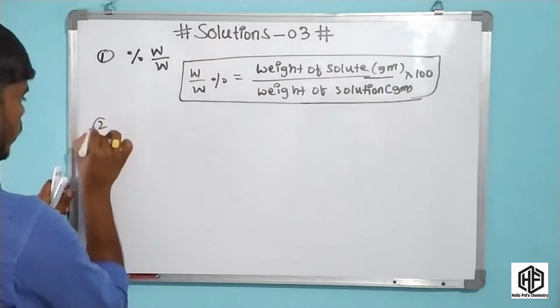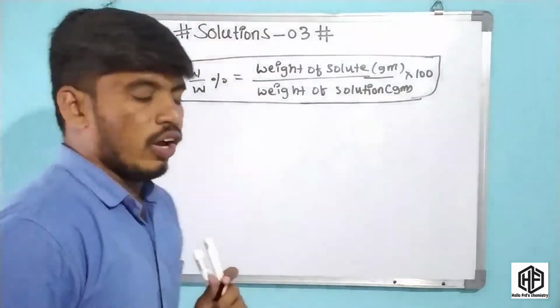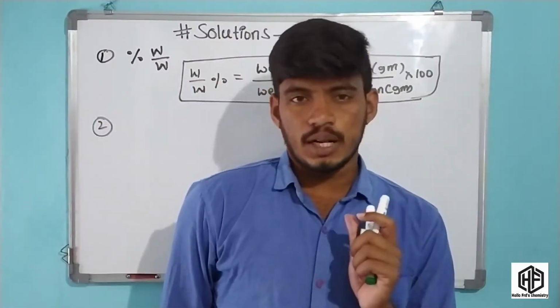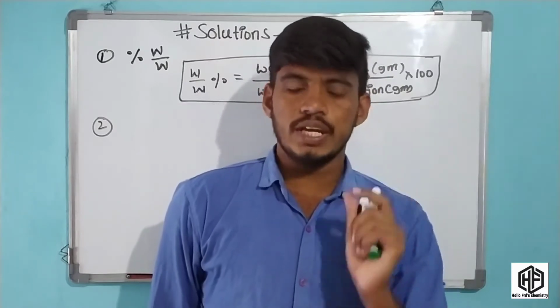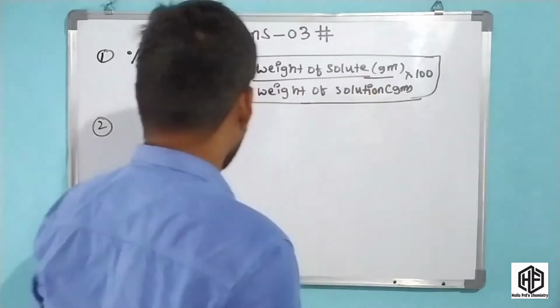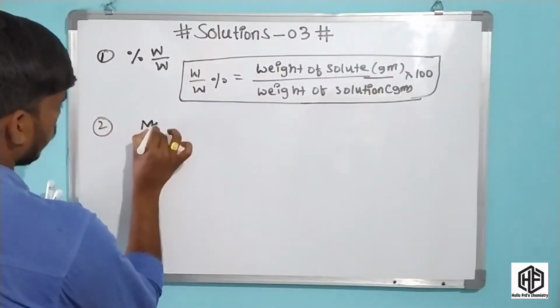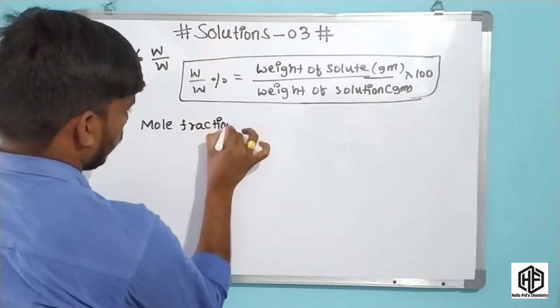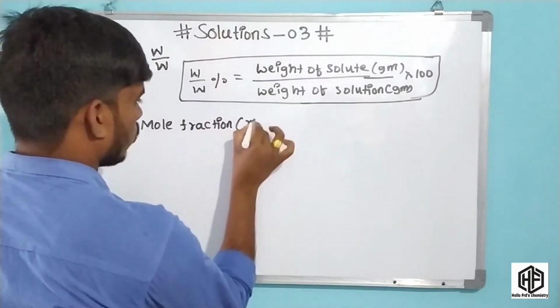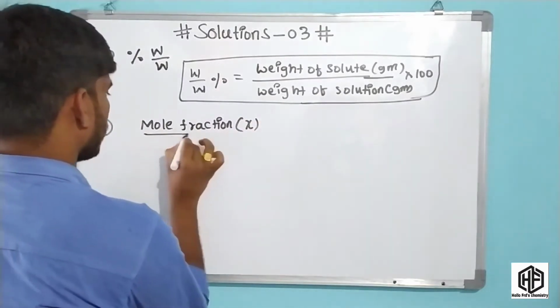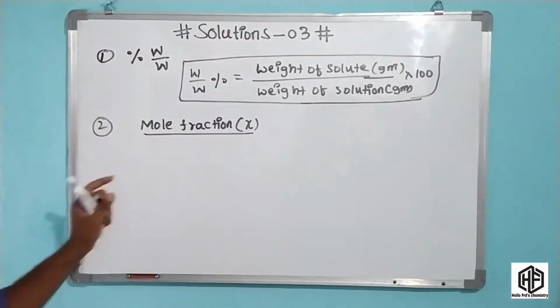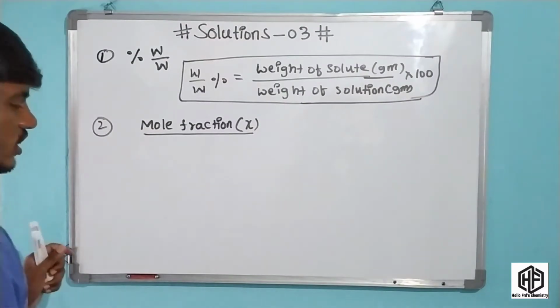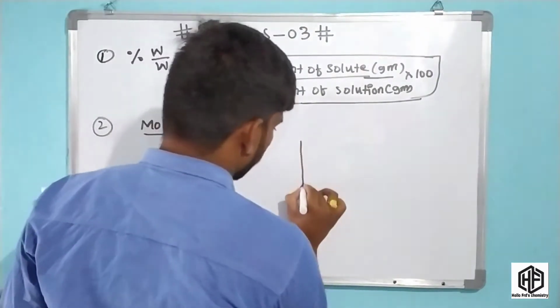And one more important temperature independent term is the mole fraction. This is very important in competitive exams. This mole fraction is denoted by this symbol, which is called zeta. Now what is the mole fraction? Now we have to assume this beaker.